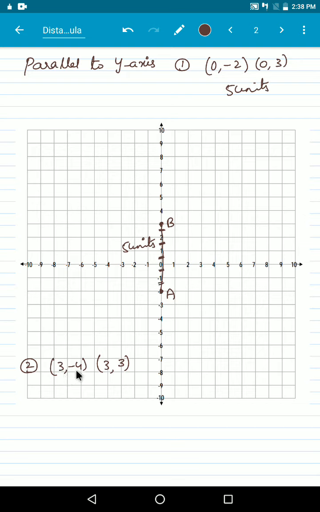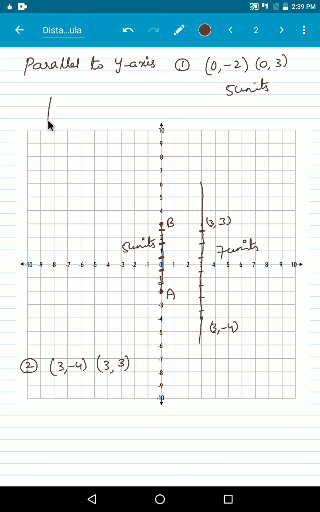What about this one? 3 comma minus 4 and 3 comma 3. 3 is here, minus 4 is here, and this is 3 comma 3, right? Now if we join these points and extend this, this is a line parallel to the y-axis, right? So what is the distance between these? 1, 2, 3, 4, 5, 6, 7 units. It is 7 units. We can find it like this.